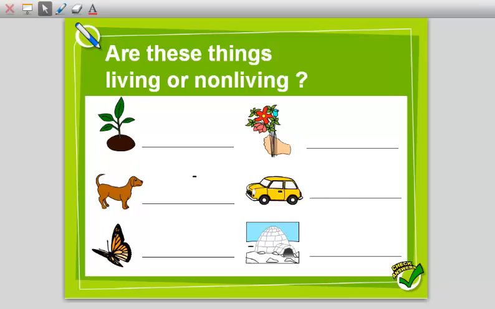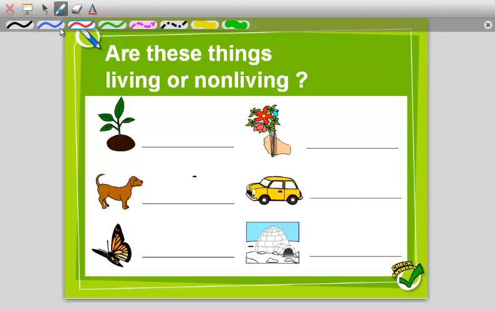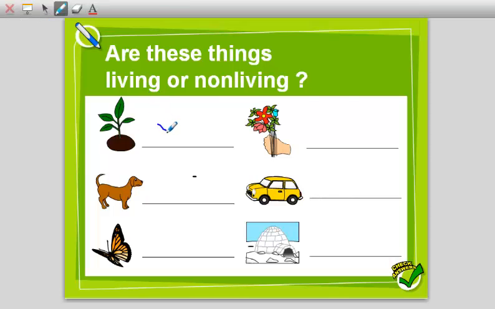The next activity we're going to do is we're going to write on the board and say, are these things living or non-living? So we'll go up here and select the pen, and we'll do a pretty blue color. And so then, are plants living? And yes, they are. So we're just gonna write yes in this spot. Yes, plants are living. What about flowers? And we all know that they are as well living things. So we'll write yes on that line for living.